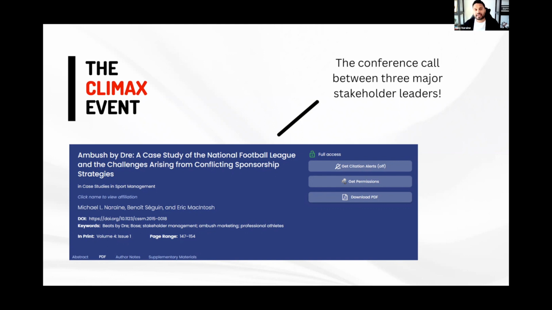What ends up happening in the case is the commissioner of the National Football League, Roger Goodell, the head of the National Football League Players Association, DeMaurice Smith, and the CEO of Bose, whose name is escaping me at the moment, all three of those key players, although they are non-fictitious, get together on a conference call for a fictitious discussion. And that is the climax, the conference call between those three major stakeholder leaders. That's the critical piece here. That's the climax event to this particular case.